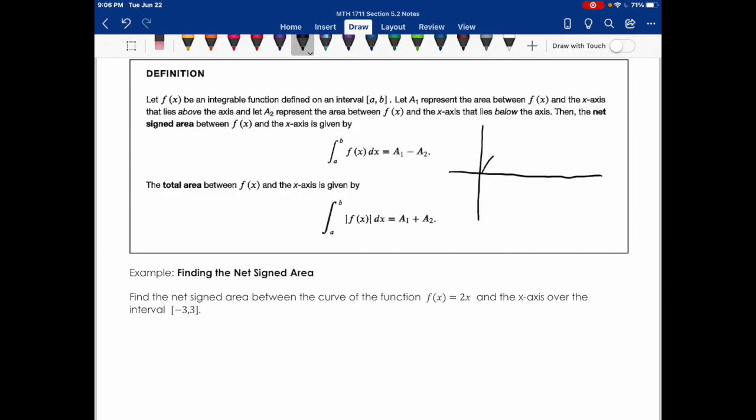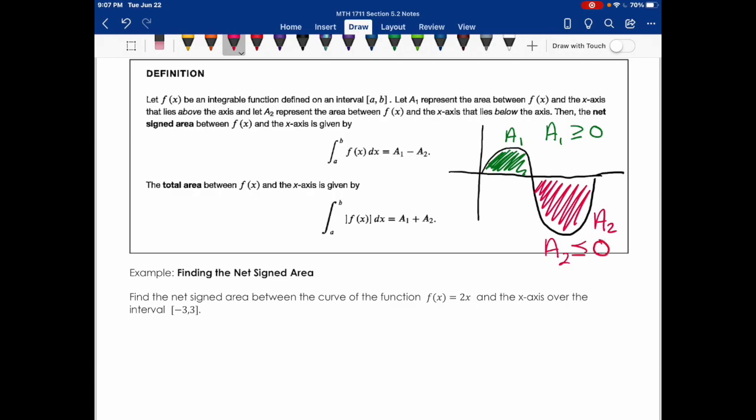If I look at some generic function, let's say a function that looks like this, I'm going to color code this for you. I'm going to call the green area 1, and I'll call the pink area 2. When we integrate, the area that is above the x-axis, so in this specific case, area 1, is going to be considered positive. And area 2, which falls below the x-axis, is going to be considered negative, less than 0.